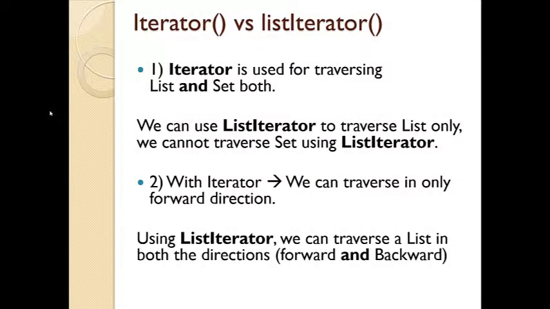So here's the difference between Iterator and ListIterator. Iterator is used for traversing list and set both. It is not specific to one collection type; it can be used with both collection types. We can use ListIterator to traverse list only. It is specific to list interfaces, all the classes which are implementing the list interface. We cannot traverse a set using ListIterator, as the name is specific to list. With Iterator, we can traverse only in the forward direction. Using ListIterator, we can traverse a list in either direction.